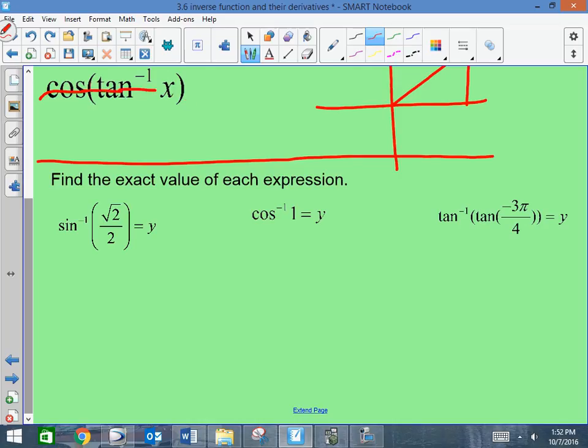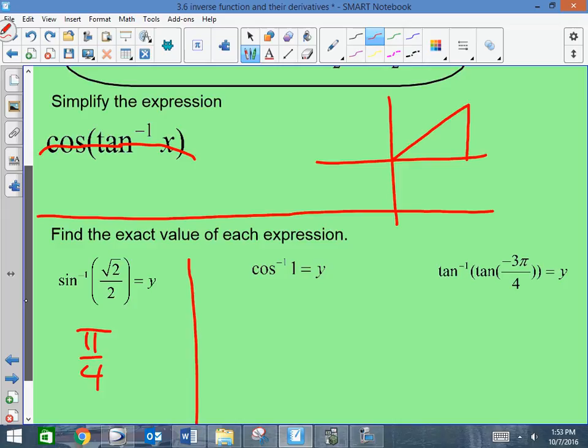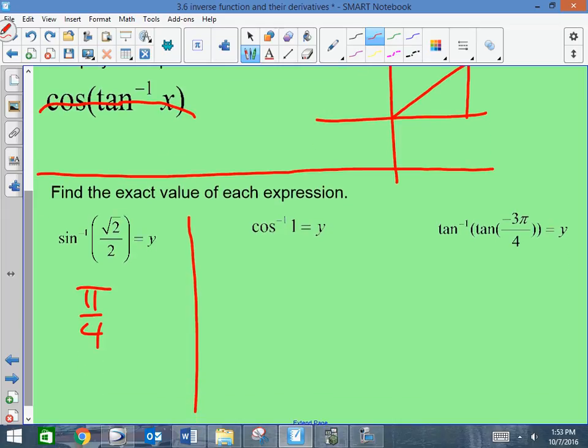Yes. Okay, on the exact value of each expression, inverse sine of radical 2 over 2. What is that? Pi over 4. Okay. Now remember, on your summer assignment, you all gave me lots of answers. This one. Okay. Inverse cosine of 1. Is it 0? Cosine is here or here.